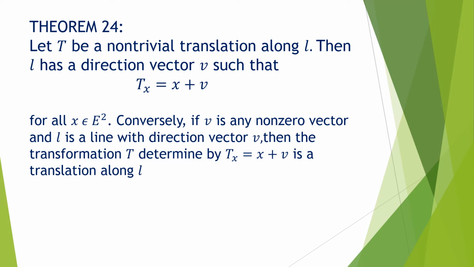Conversely, if v is any non-zero vector and L is a line with direction vector v, then the transformation T determined by T of x is equal to x plus v is a translation along L.